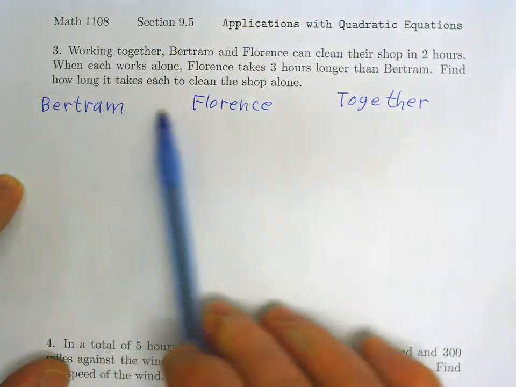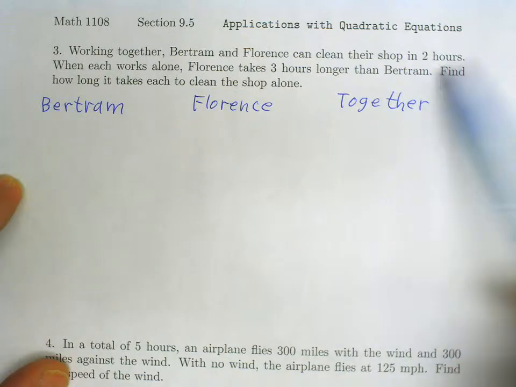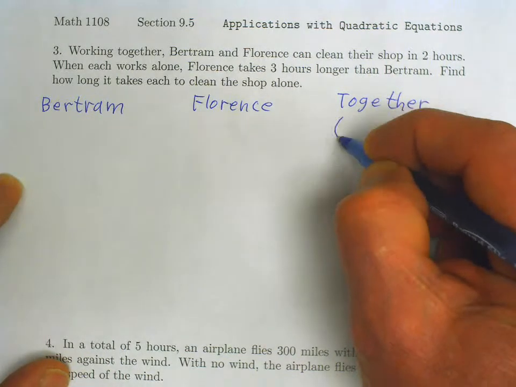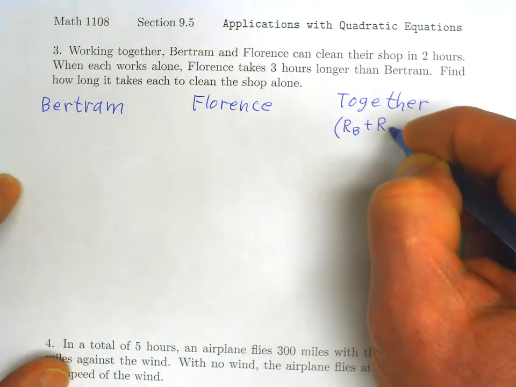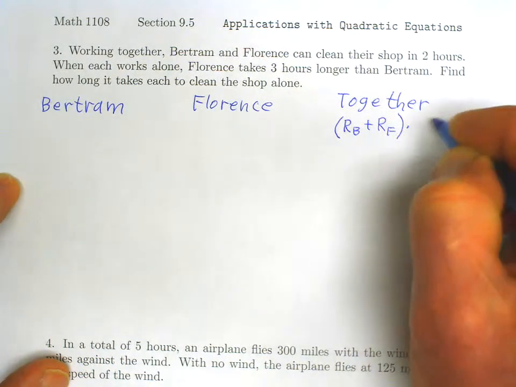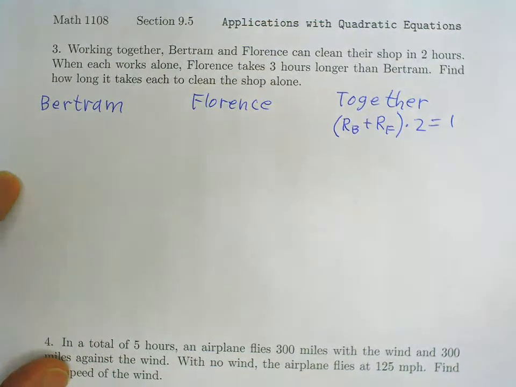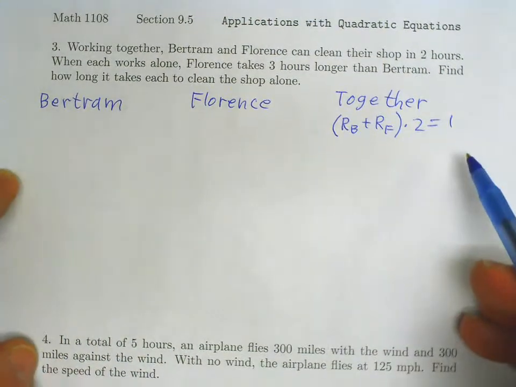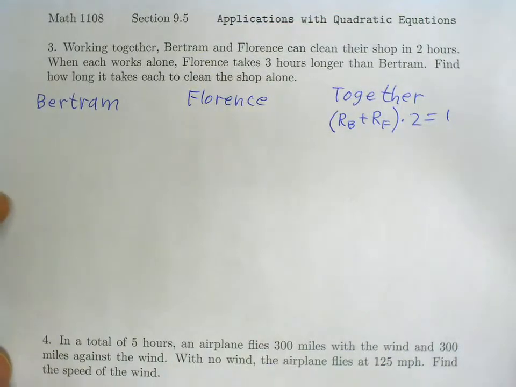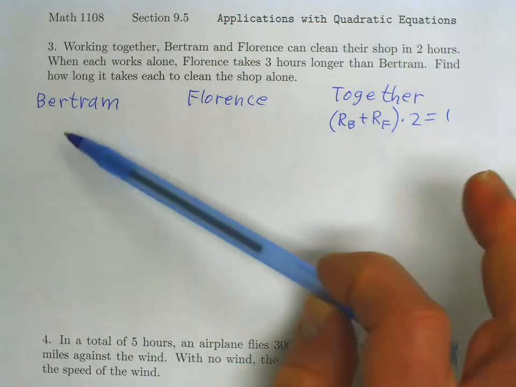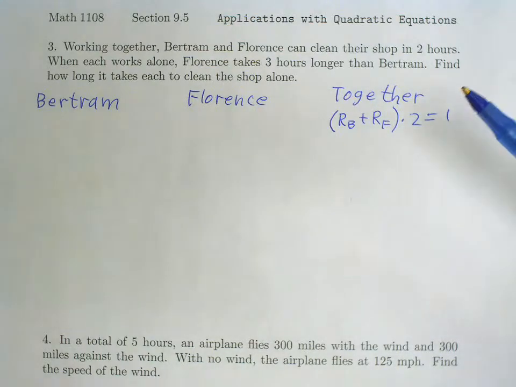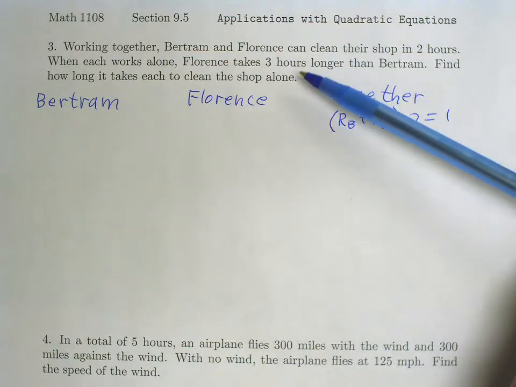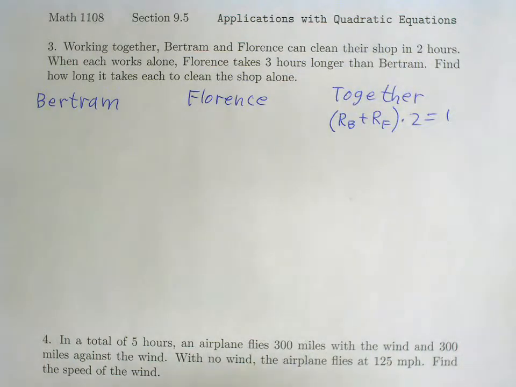In the first sentence, we're told how much time it takes when they work together. So we'll write down the equation: Bertram's rate plus Florence's rate times 2 hours equals 1 job accomplished. Rate times time equals 1. We're not told specifically how long it takes Bertram by himself and how long it takes Florence by herself. So that's where the variable assignments come in. We are told that Florence takes 3 hours longer than Bertram.